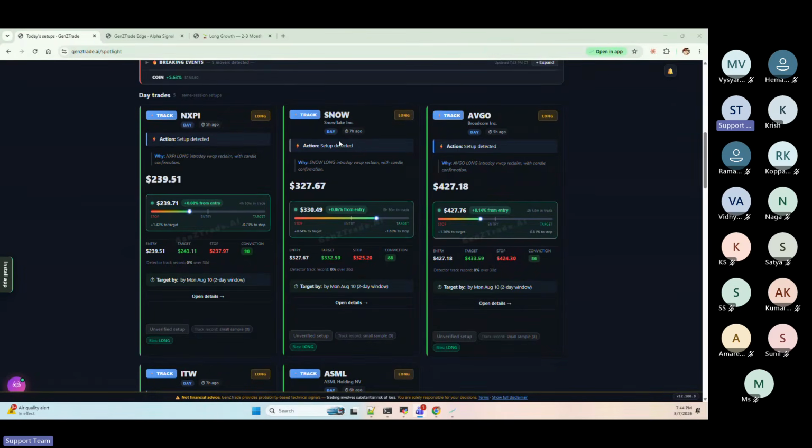Let's take an example of Snow. Snow was 327, right now it is 330. If at 330.49 any of the technical indicators tell me that this stock can go a little more down, or that it can go below the stop price, then I will give you a soft exit right here. So at least you are still on the gain, but I want you to exit out.